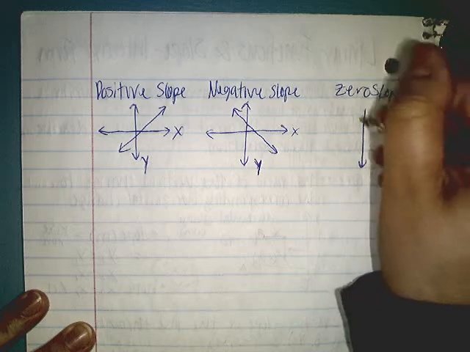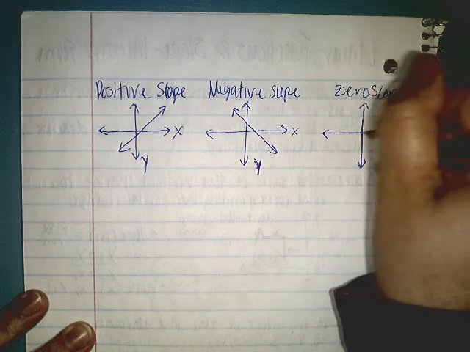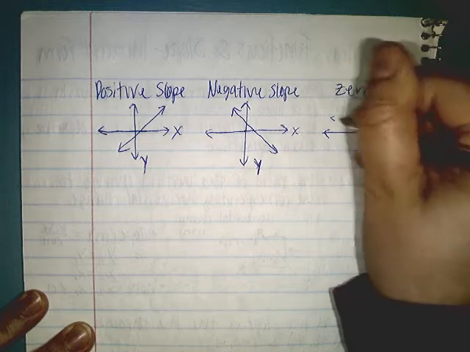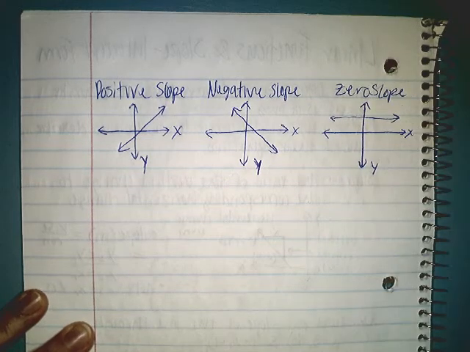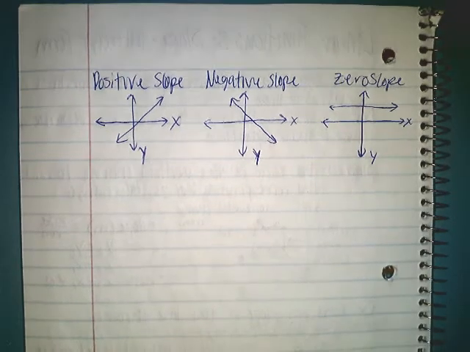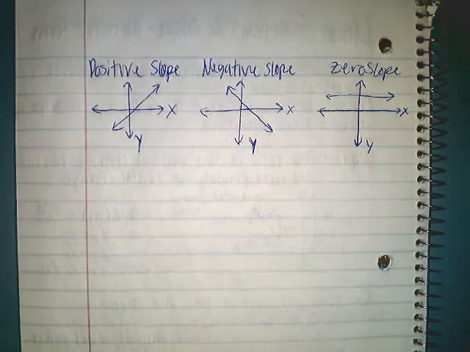Zero slope is when we have a horizontal line. So it's just going to be y equals a number. Again, this is our x-axis, our y-axis. A zero slope is just a flat line. So that's just y equals something, or y equals a constant. That's a zero slope, a flat line.